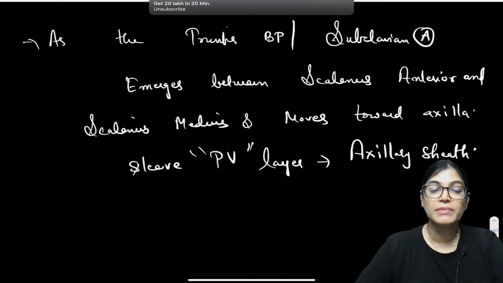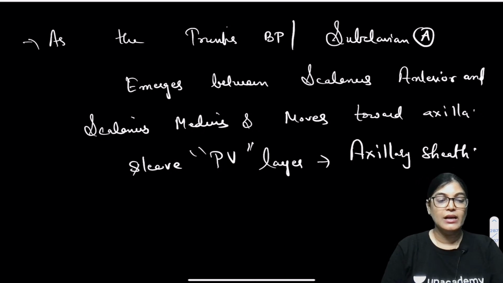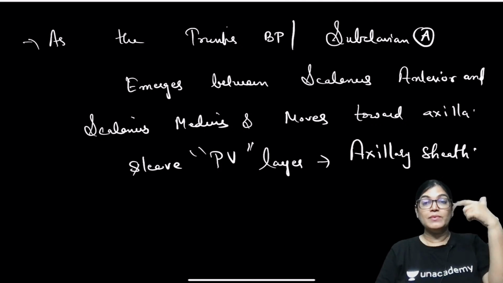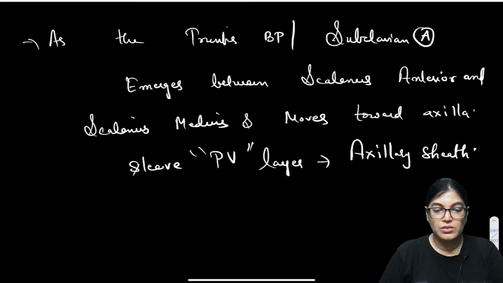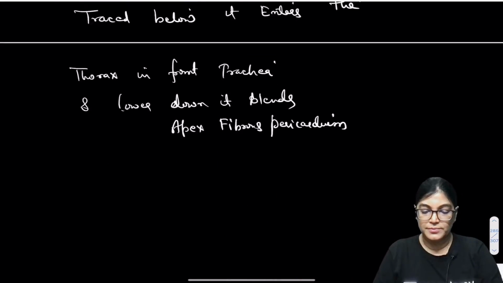Got it? It will form the axillary sheath. So this was about the tracing. Now, if we trace it vertically, what will happen? Above, it is attached to the skull. So you will just see this diagram also. I will come to this before that.